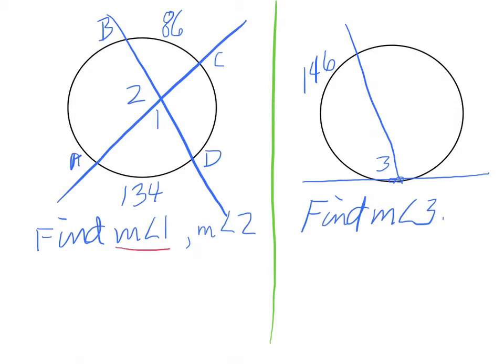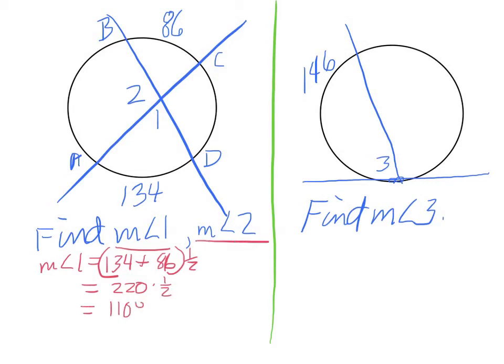So how do you find the measure of angle 1? Well, there are two secants. Therefore, I know the theorem says that the measure of the angle is equal to 1/2 the sum of the measures of the intercepted arcs. So the measure of angle 1 equals 134 plus 86, and then we want to multiply that times 1/2. That's 220 times 1/2. So the measure of angle 1 is 110 degrees.